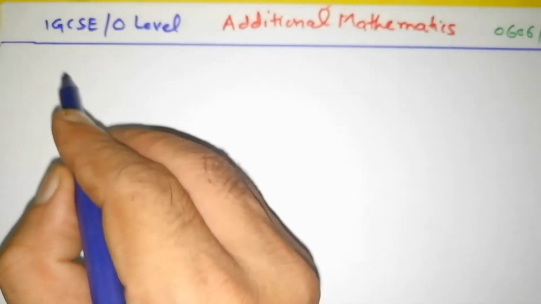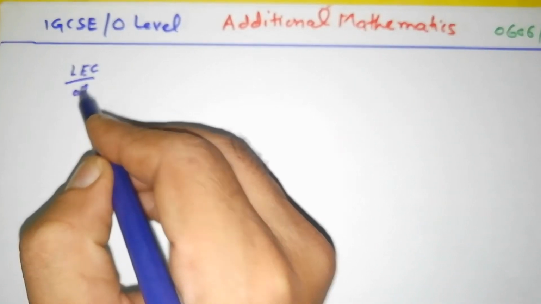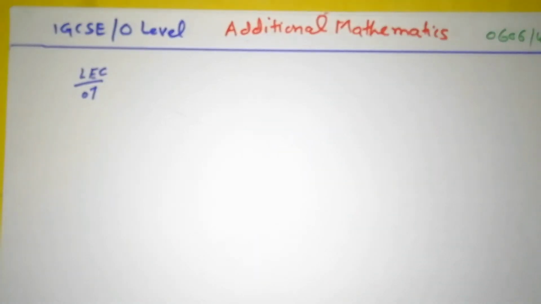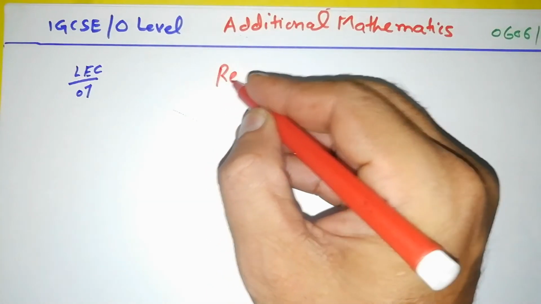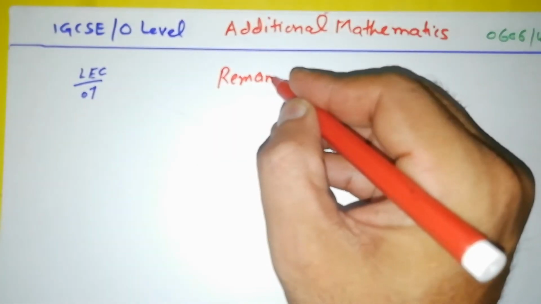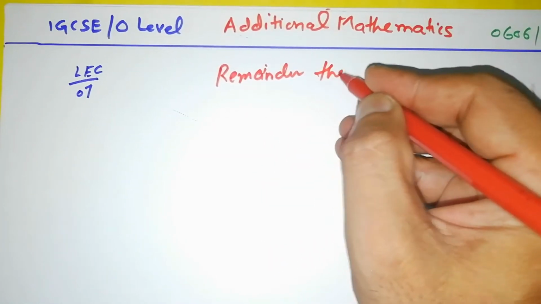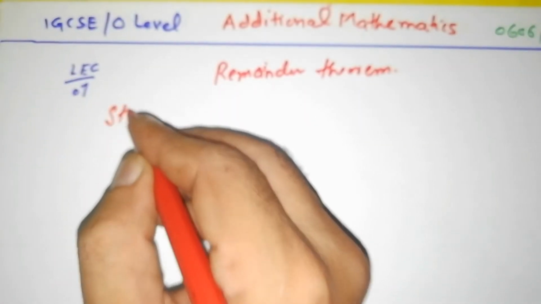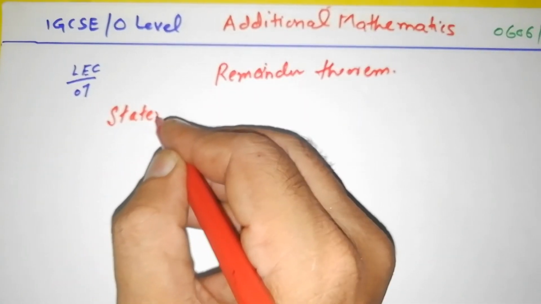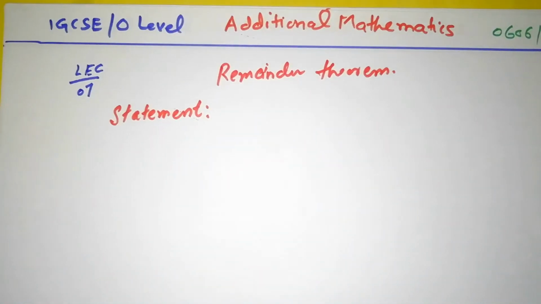Students, this is lecture number 7. So we start the remainder theorem. First of all, we write its statement. What is the statement of the remainder theorem?